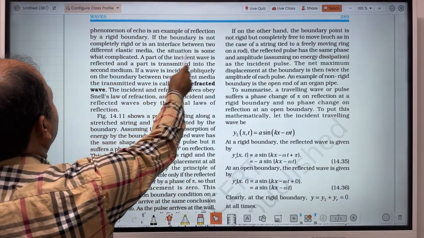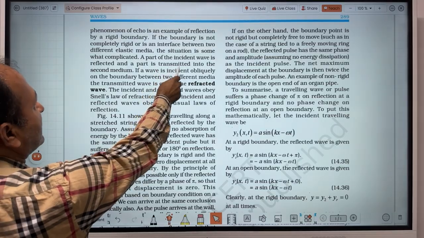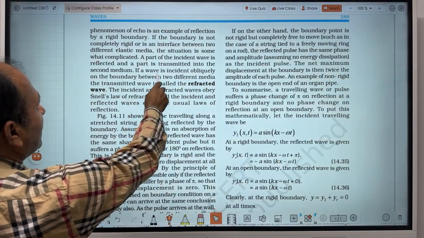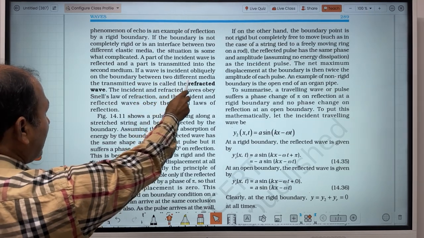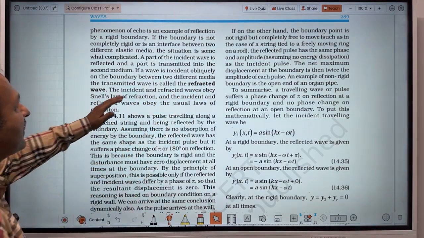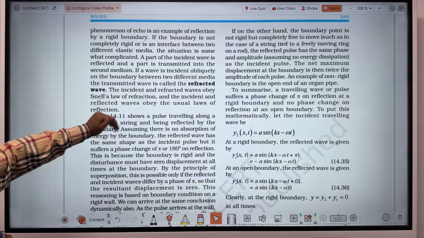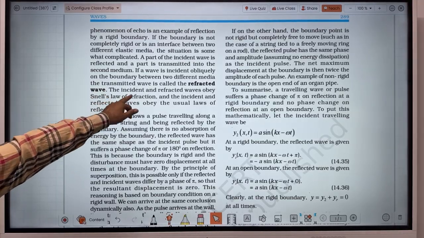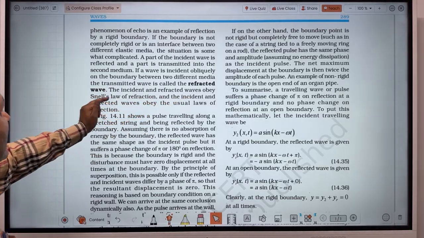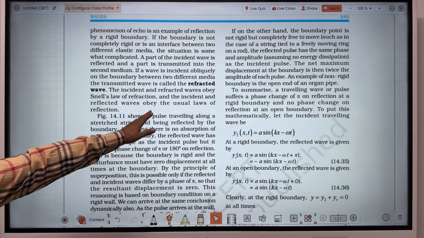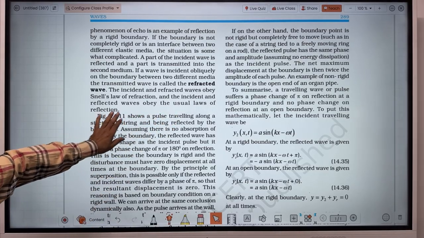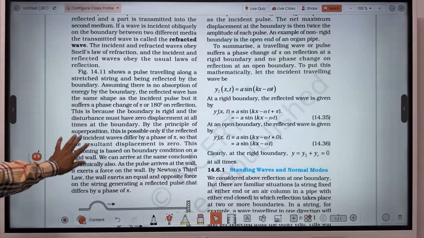A part of the incident wave is reflected and a part is transmitted into the second medium. If a wave is incident obliquely on the boundary between two different media, the transmitted wave is also called the refracted wave. So refraction also takes place. The incident and refracted waves obey Snell's law of refraction. I think you remember what Snell's law is. Sin i upon sin r equals the refractive index of the second medium. And the incident and reflected waves obey the usual laws of reflection.